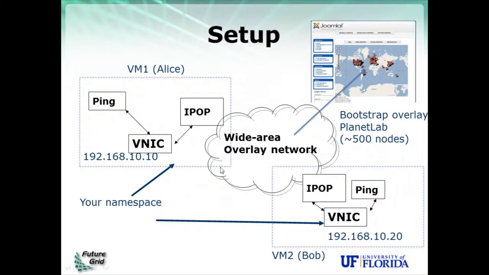And IPOP, the wide area overlay network that you're going to use as the P2P network where these machines are going to join, is this bootstrap overlay running on Planet Lab. And these are about 500 nodes. They come and go on a daily basis or even an hourly basis. But these are machines on the public internet that serve as IPOP routers for bootstrapping new virtual private networks.